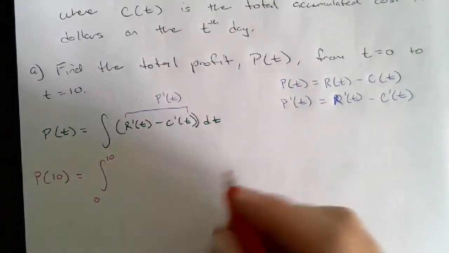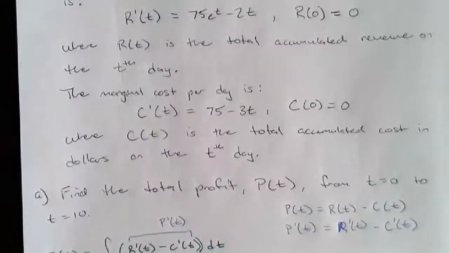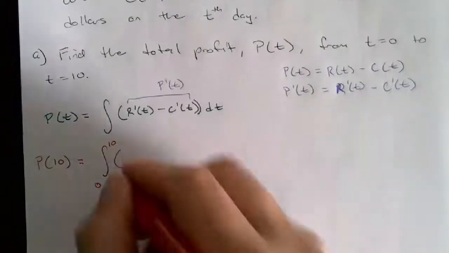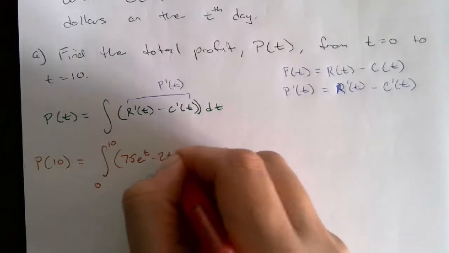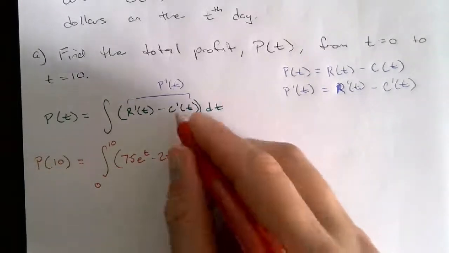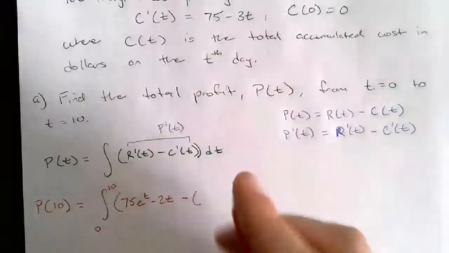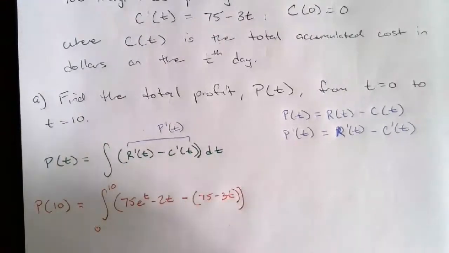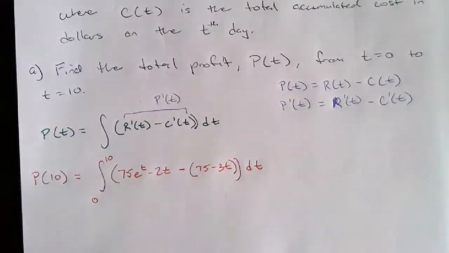Let's substitute in R prime of t, right? We know what that is. They gave it to us up here: the marginal revenue, 75e^t minus 2t. So 75e^t minus 2t, minus the marginal cost. We have that above. The marginal cost was 75 minus 3t, so minus (75 minus 3t). Make sure you have parentheses around that because you're subtracting that whole function. And then make sure you put dt at the end because you're doing this with respect to t now. That's correct notation.